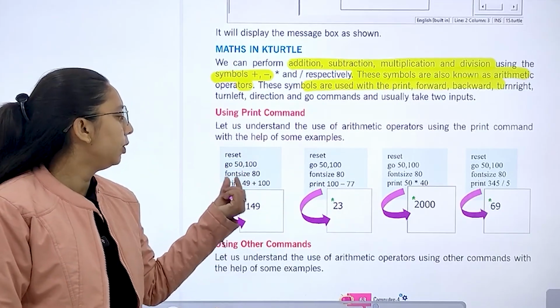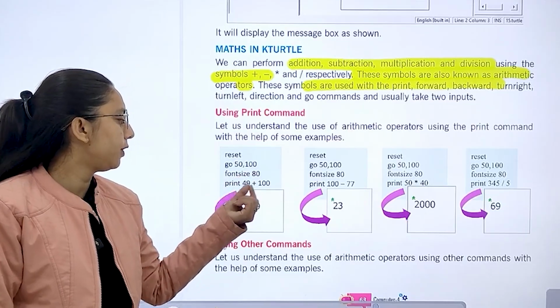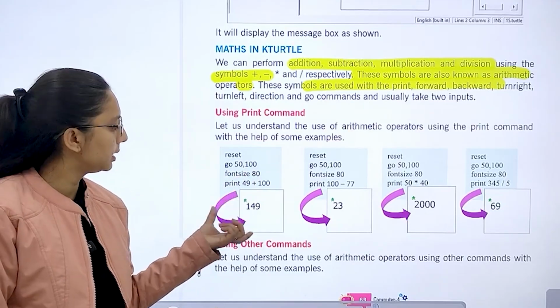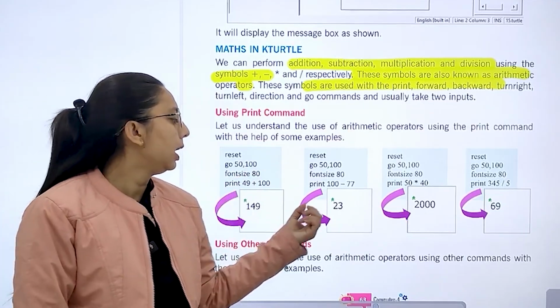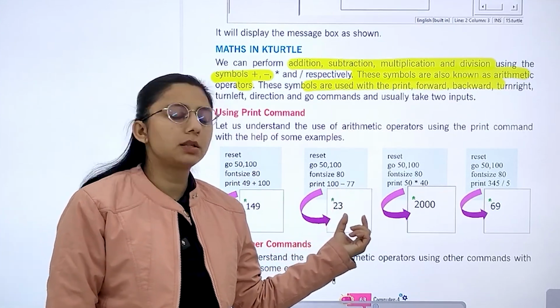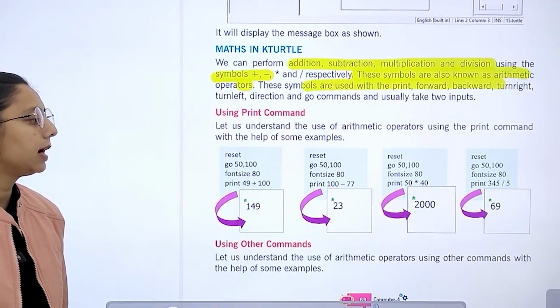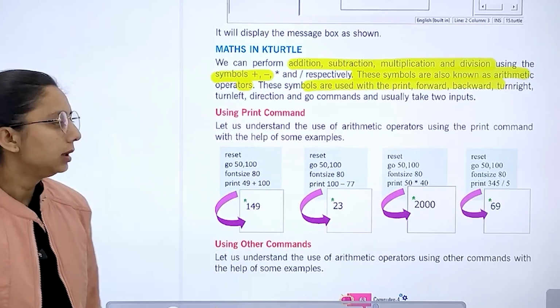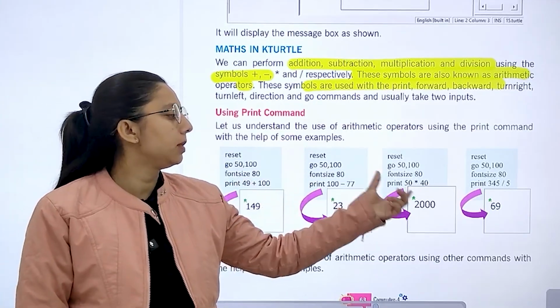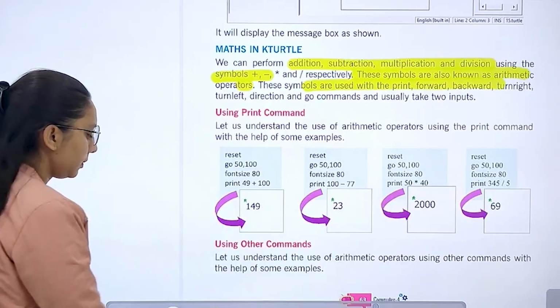Like reset, go 50, 100, font size 80, you will print 49 plus 80 over there. So it gives 129. 100 minus 77 gives 23. 50 into 40 gives 2000, then division. These are the different operations: addition, subtraction, multiplication and division.